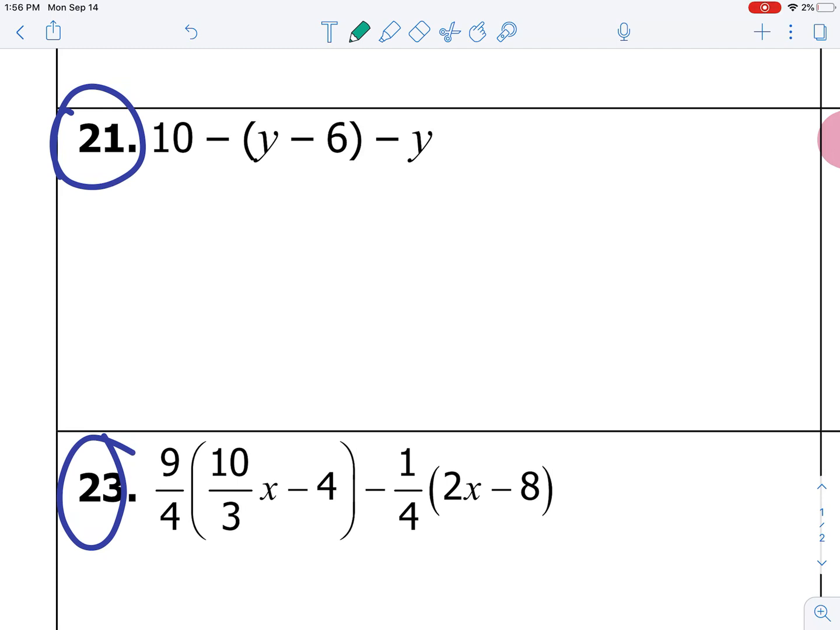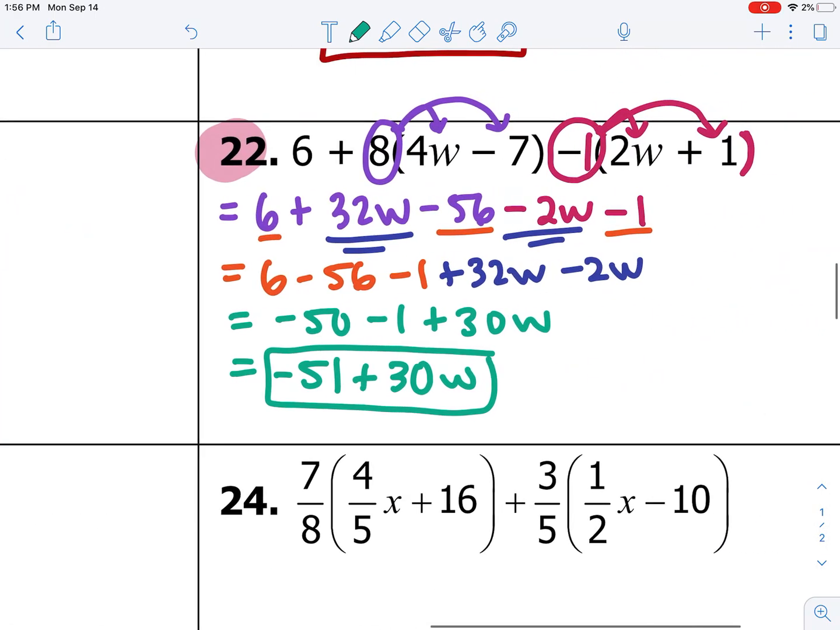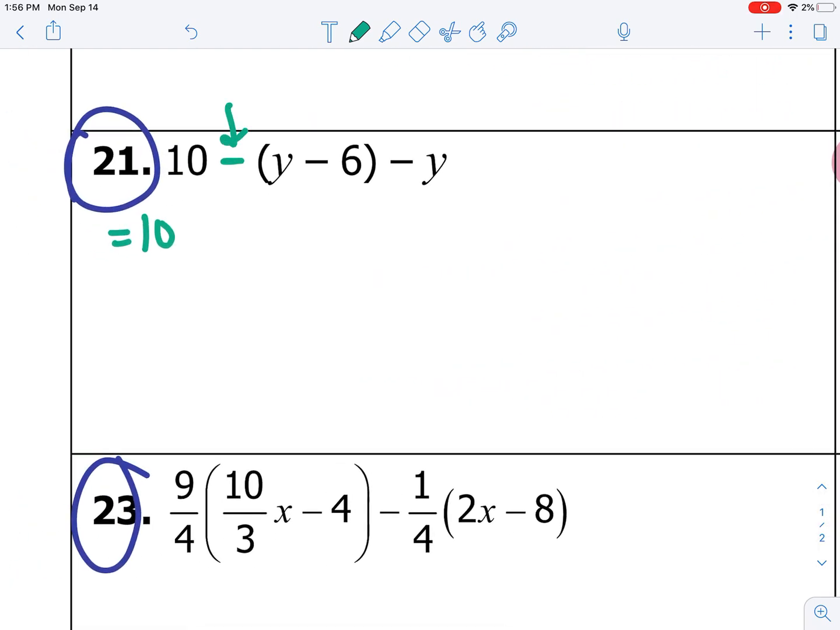So now that you've solved 21 and 23 on your own, let's work them together. We have 10. 10 is not being distributed. 10 has a minus sign separating it from the parenthesis. We know to distribute when the number is right next to the parenthesis, like it was in number 22 where we see the 8 and the negative 1. Over here we have a minus sign separating the 10 from the parentheses, so we do not distribute the 10. We do distribute the negative 1.